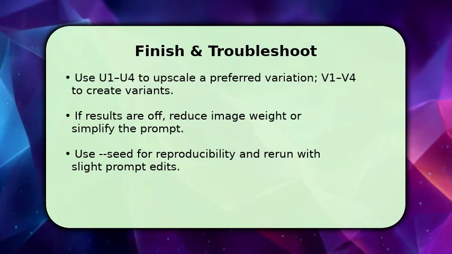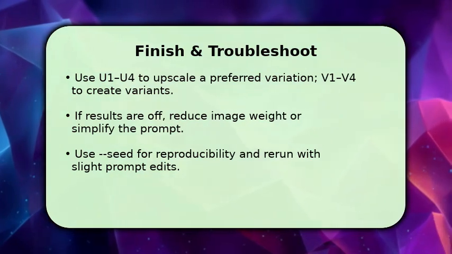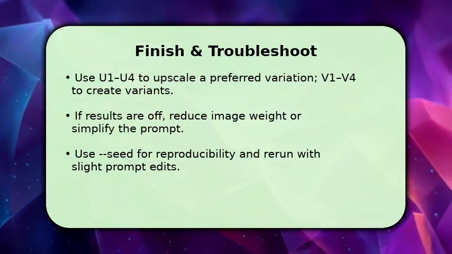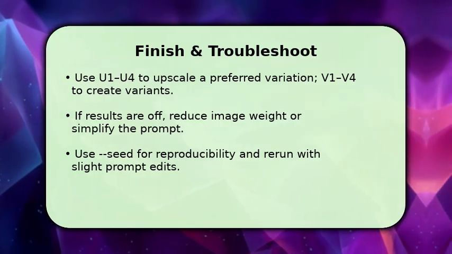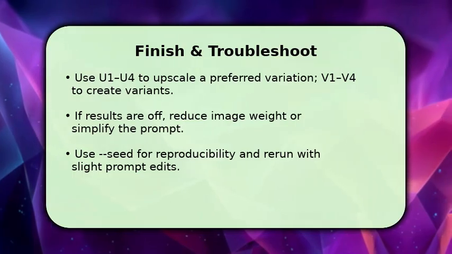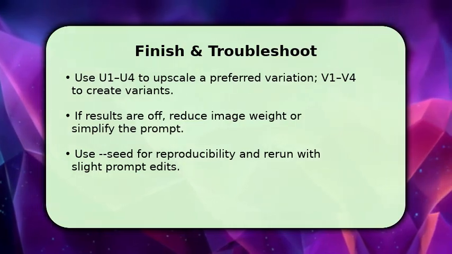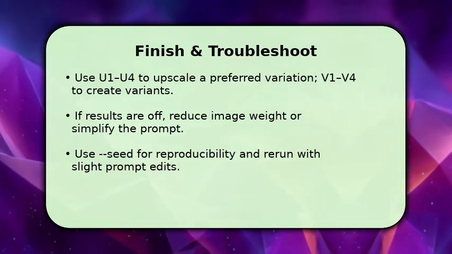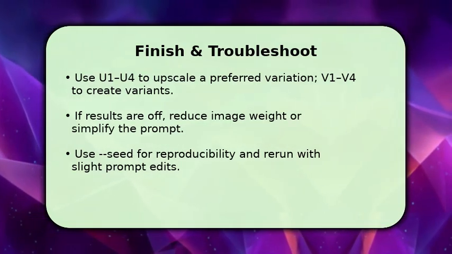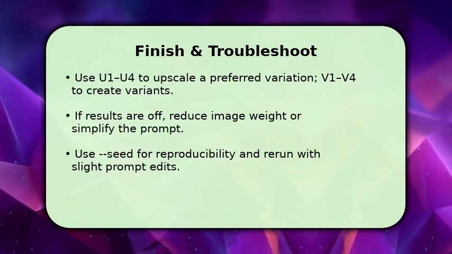Finish by selecting the best thumbnail and using the U buttons to upscale or the V buttons to create close variants. That finalizes quality. If the output doesn't match expectations, make sure to reduce the image weight or simplify conflicting adjectives, then try again. For consistent outcomes, add --seed to lock randomness. Once done, export the upscaled image from the bot.